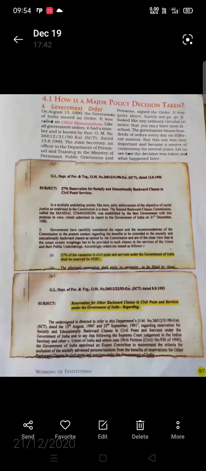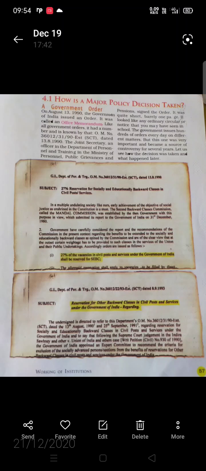Hello children. Today we will be starting civics chapter 4, Working of Institutions, and in this we will be discussing topics like the office memorandum, political institutions, judiciary, Parliament and all. So the office memorandum was the culmination of a long chain of events.